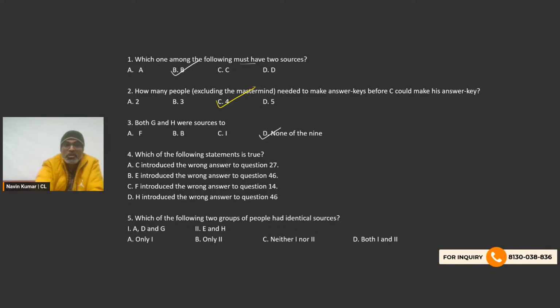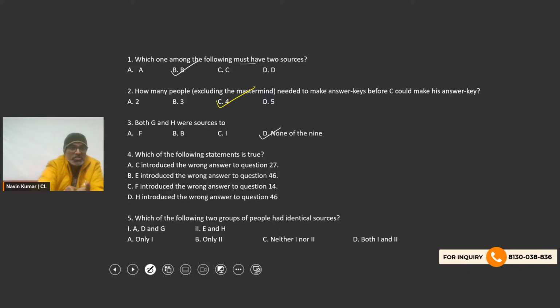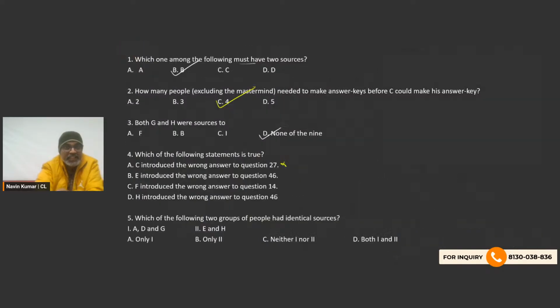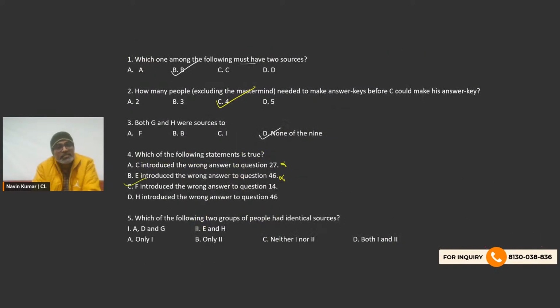Which of the following statements is true? C introduced the wrong answer to question 27. C introduces the wrong answer to question number 56. We have underlined 56. So A is not true. E introduced the wrong answer to question 46. So E 46, no, he introduced 90. 90 we have underlined. F introduced the wrong answer to question 14. So yes, he did. So C becomes our answer.